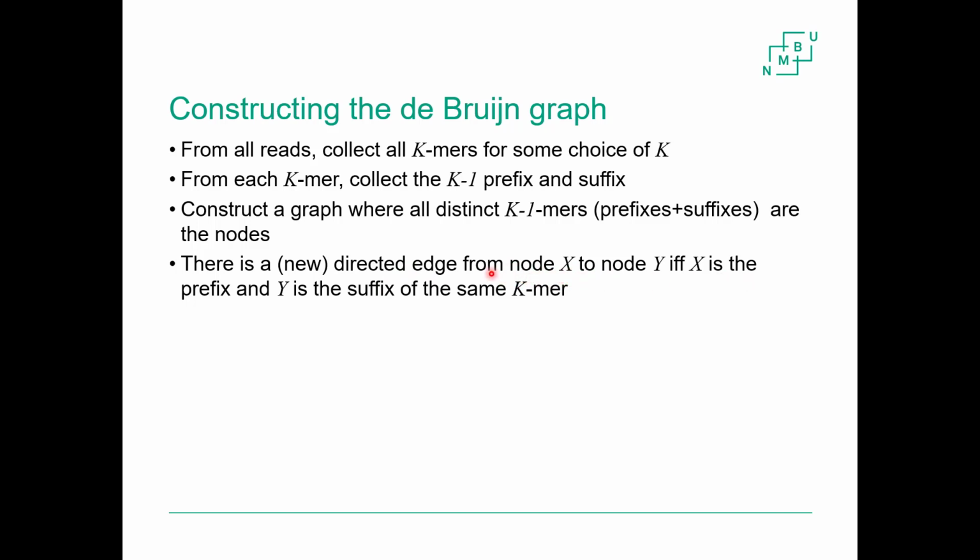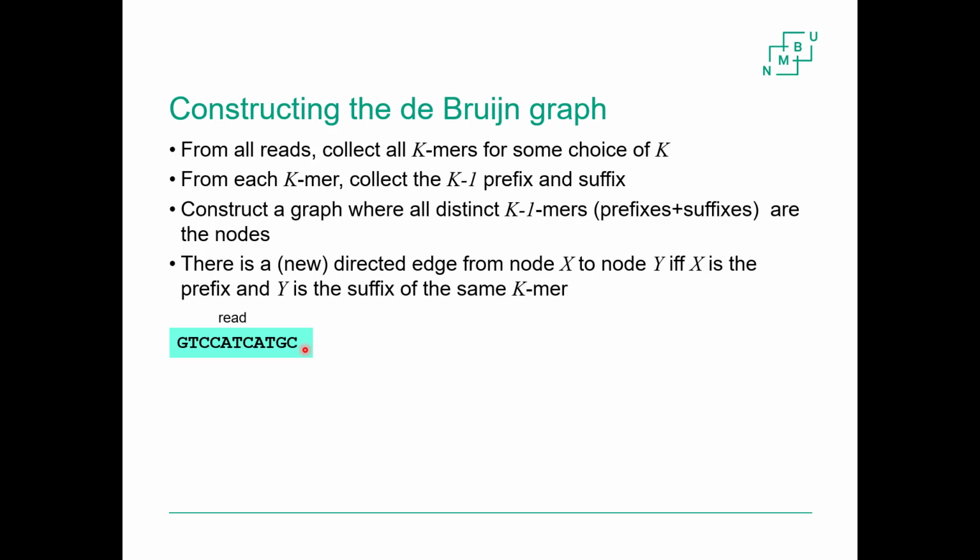So from node X to node Y if and only if, and I'm not sure if you are familiar with this way of expression, "iff" with a double F should be pronounced "if and only if", X is the prefix and Y is the suffix of the same k-mer. So let's see an example here of what this means.